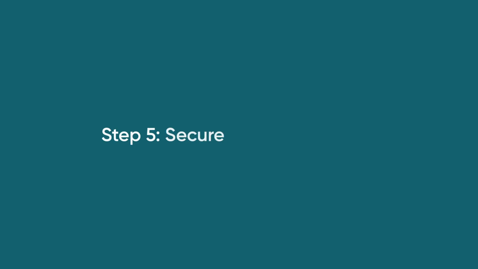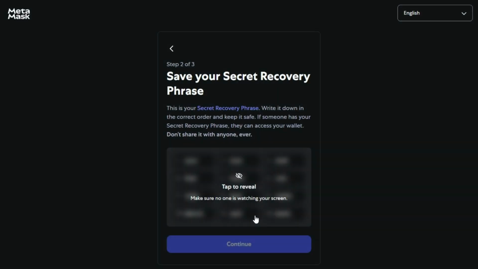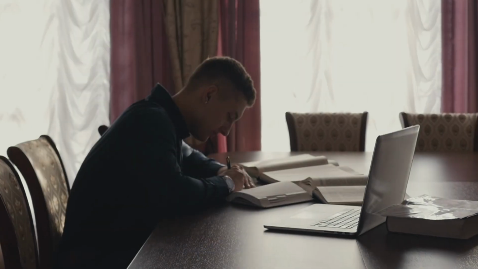Step 5. Secure your seed phrase. Now comes the most critical part. MetaMask will show you a unique 12-word seed phrase. This phrase is the only way to recover your wallet if you forget your password or switch devices. Write it down carefully, store it offline, and never share it.